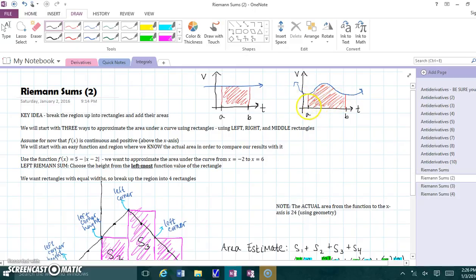So what we're going to do is split it up into rectangles like this. Now, I'm going to do this more accurately in a second, but that's the whole idea because we don't have a single formula, so let's use rectangles to get as close as we can. So break region up into rectangles, add their areas. Pause the video and write all this stuff down here, and then I'll scroll down, and then I'll have you pause it again.